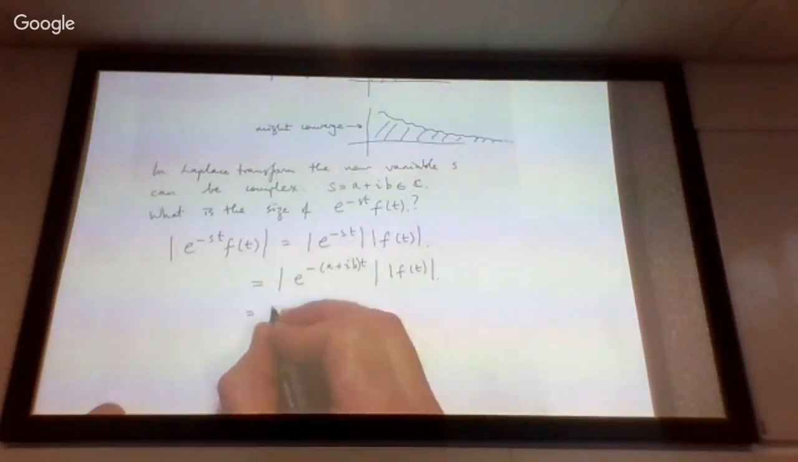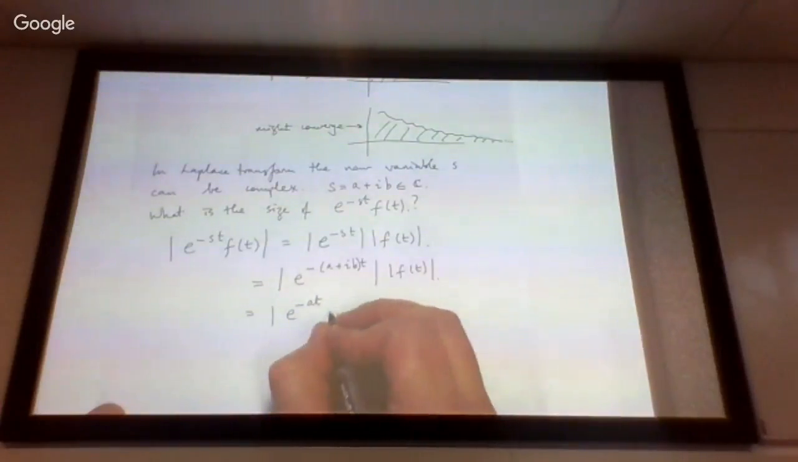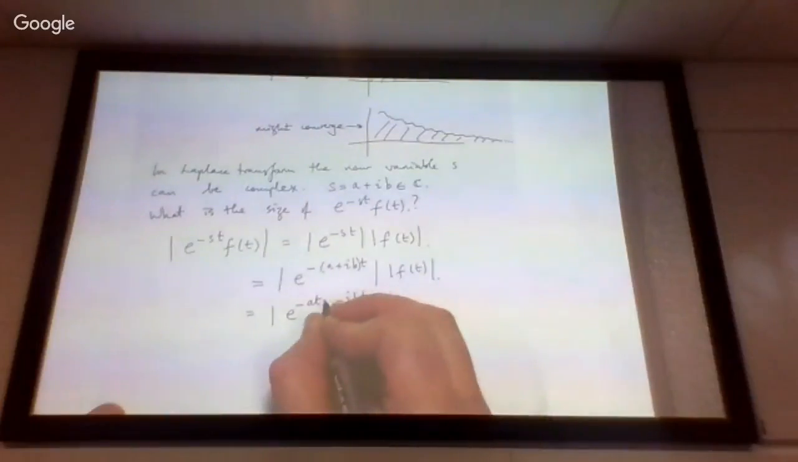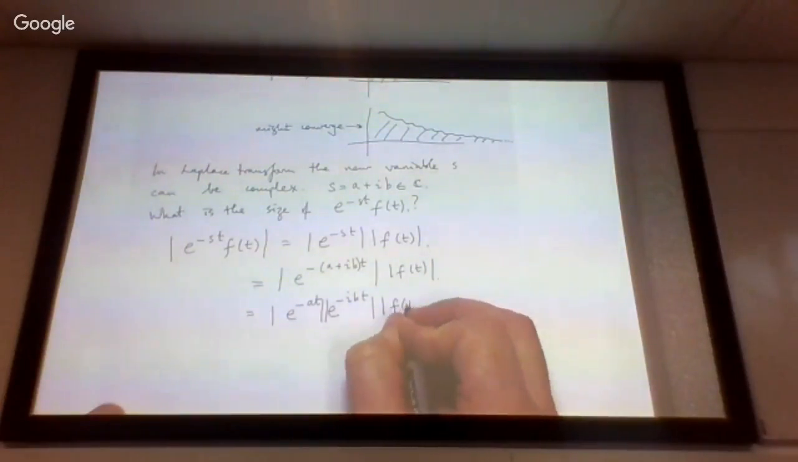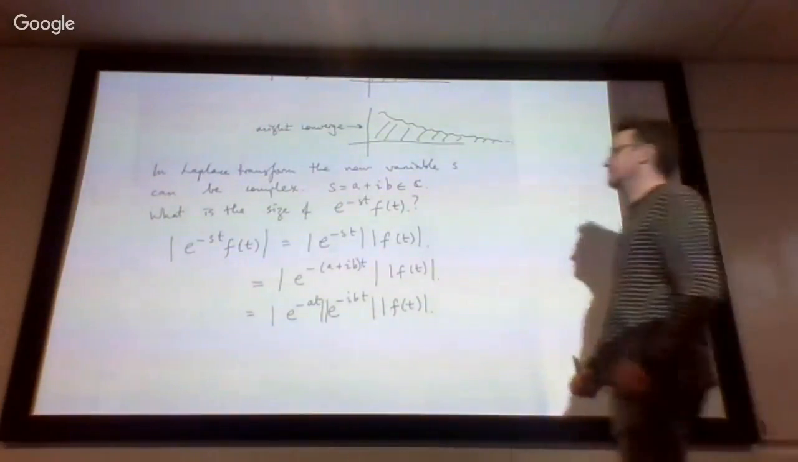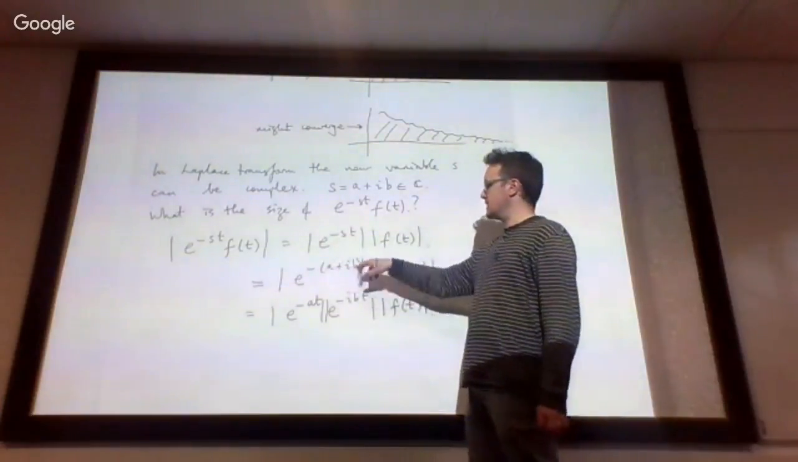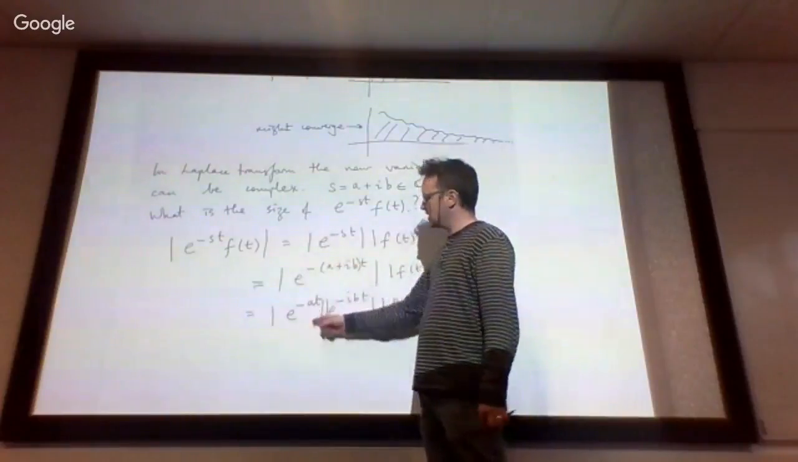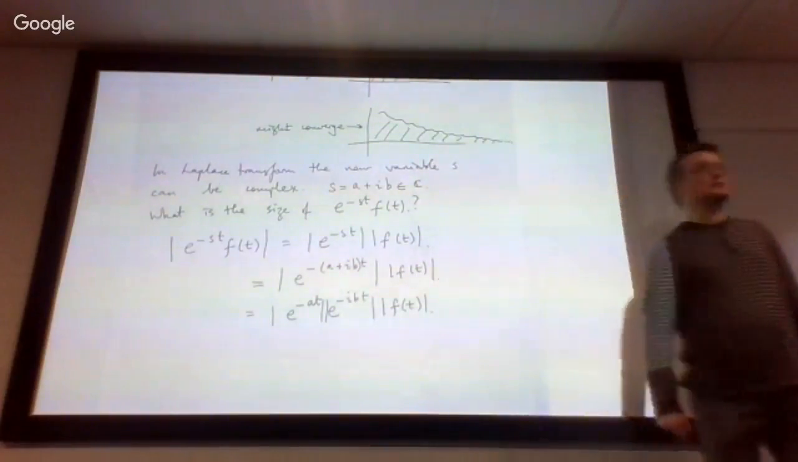Well, now you see you can break this apart as e to the minus at times e to the minus ibt. Okay, so if your s is complex, it's expressible as a plus ib. And using the rules of indices, that will split as the product of e to the minus at multiplied by e to the minus ibt.